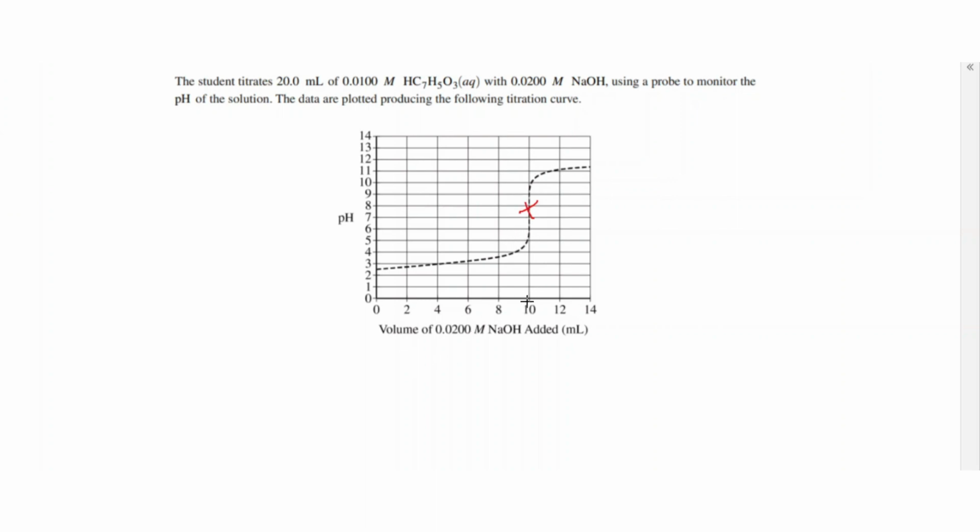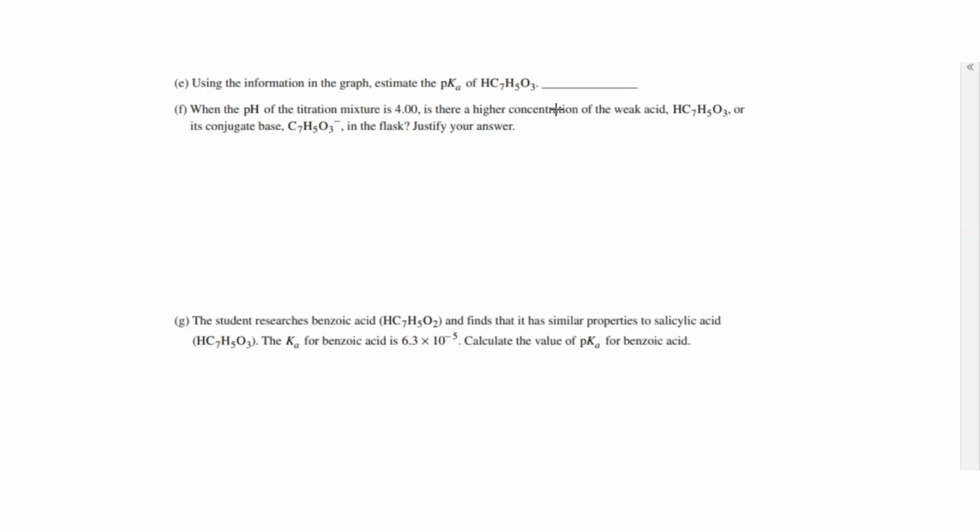And since its equivalence point is at 10 milliliters, we know that at 5 milliliters, that's our halfway point, and that has a pH of about 3, and we can see our initial point right here. So now let's go to the next part. Using the information in the graph, estimate the pKa of HC7H5O3.